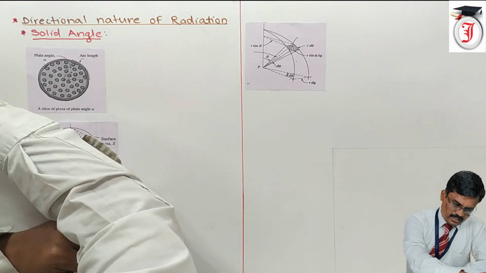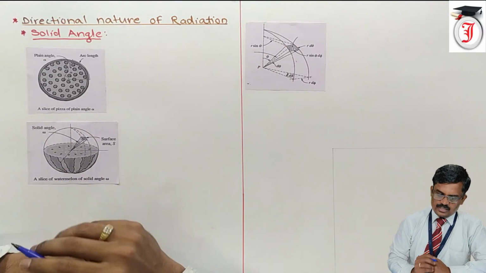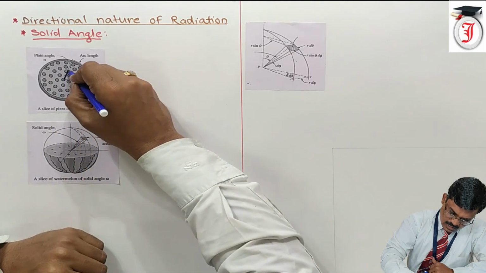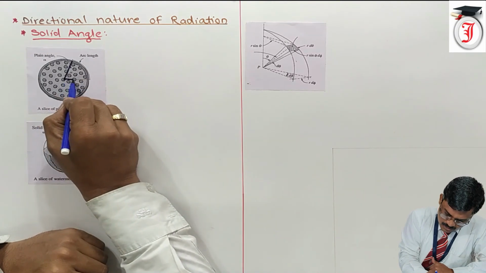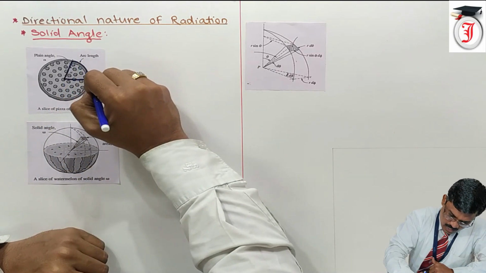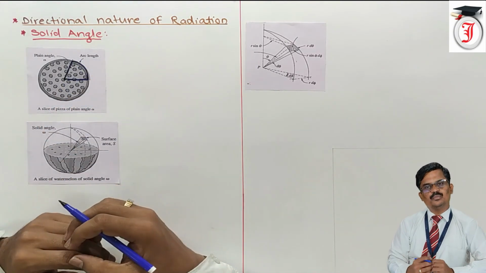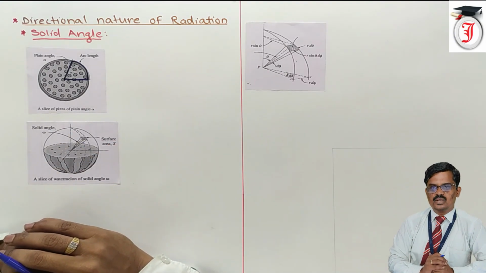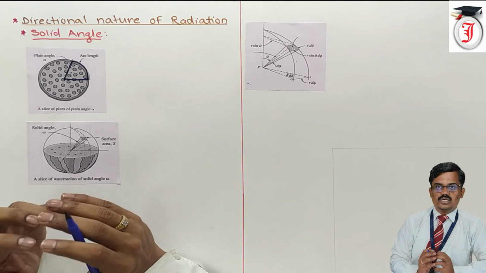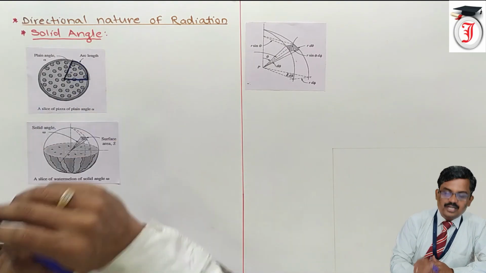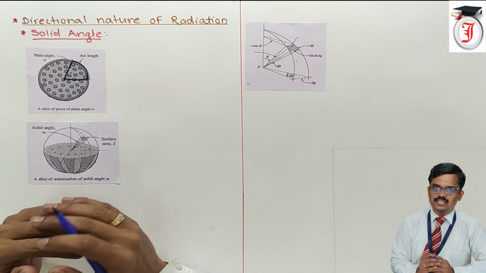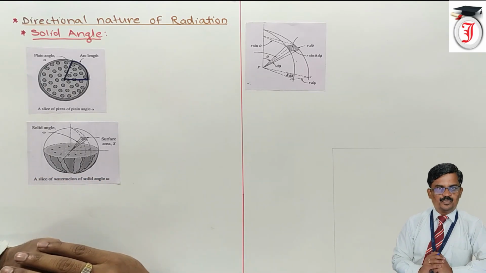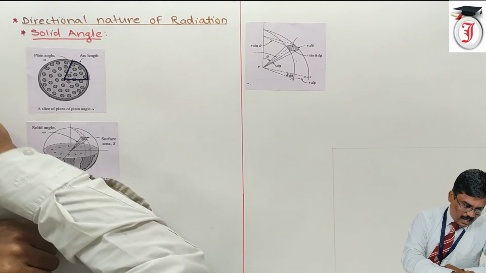To understand the solid angle, let us consider a slice of a pizza. Suppose this is a slice of a pizza. When we have to determine the size of that slice, we consider the arc length. By calculating the arc length, we can calculate the size of the pizza. So let us calculate the arc length.